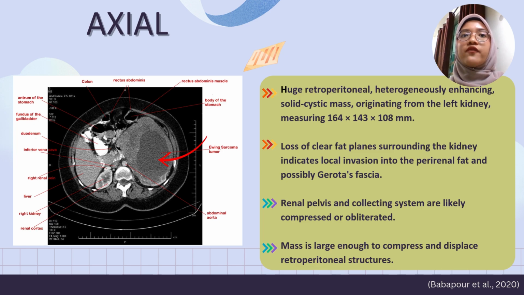Next, loss of clear fat planes surrounding the kidney indicates local invasion into the perirenal fat and possibly Gerota's fascia, the kidney's fibrous covering. So, this breach can be a key feature of aggressive tumors.